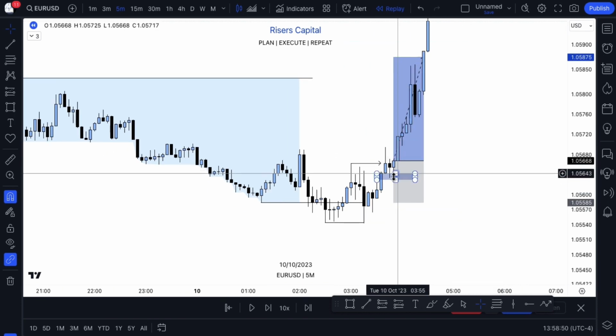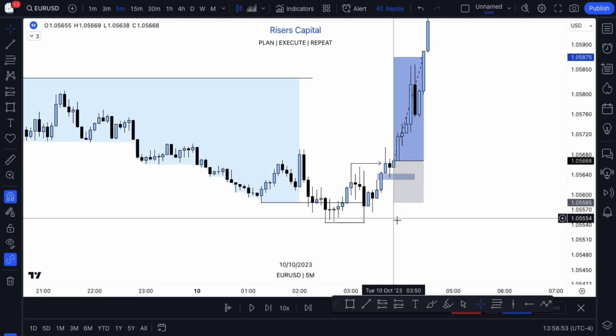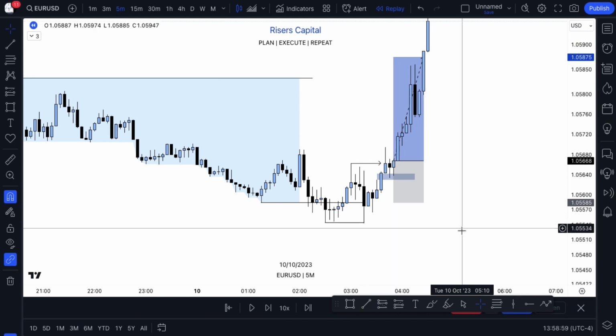Now, we could have bought straight at this fair value gap. However, sometimes I want further confirmation. It depends how I am. Sometimes I just want that further confirmation, depending on the market conditions. I just want further confirmation to actually have that probability stacked with me, not against me.